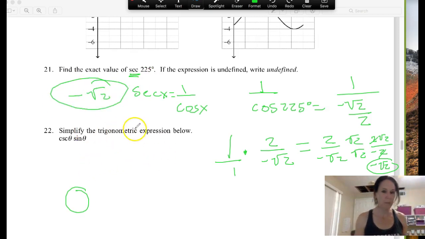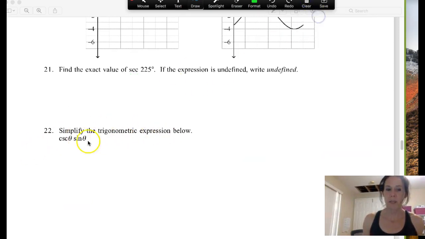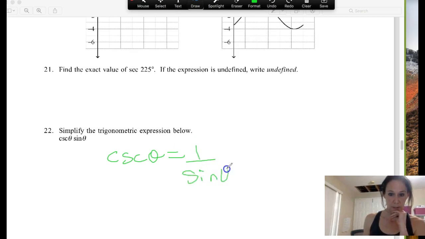All right, let's look at number 22. Simplify the trig expression below. Now this is just a basic one. Just know your cosecants, that's not cosine, cosecant. Now cosecant sounds like it would relate to cosine, but it actually relates to the sine. Cosecant of theta is 1 over the sine of theta. Okay, so cosecant, this would be written as 1 over the sine of theta times the sine of theta.